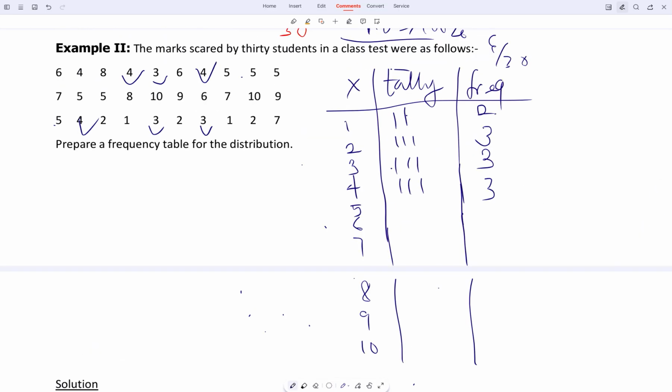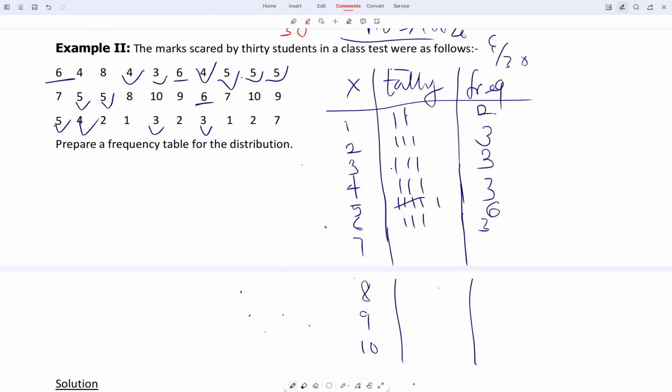I've seen it already. So 5 is how many now? 1, 2, 3. So this is 3. Then 6 occurs how many times? 1, 2, 3, 4, 5, 6. So this is 6.